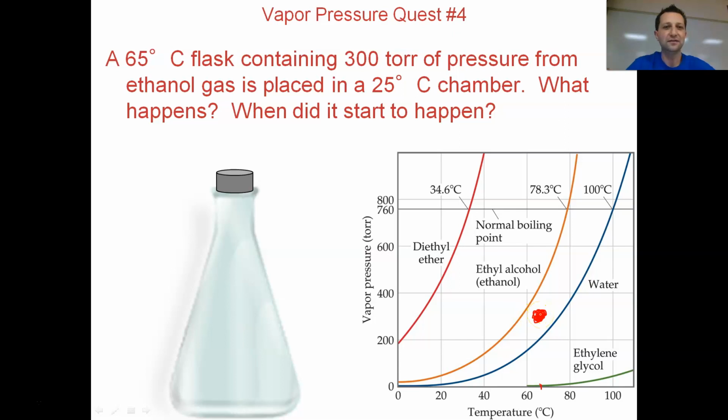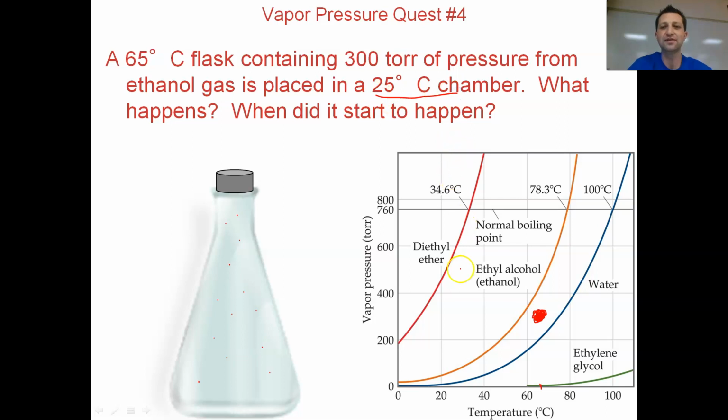At 65 Celsius, the pressure could be higher, but there's not enough liquid for that to happen. There's not enough for it to evaporate. So literally all of the liquid has evaporated, okay? So we just have a flask full of ethanol gas, and the pressure is 300. I take that flask and move it to another chamber at 25 Celsius.